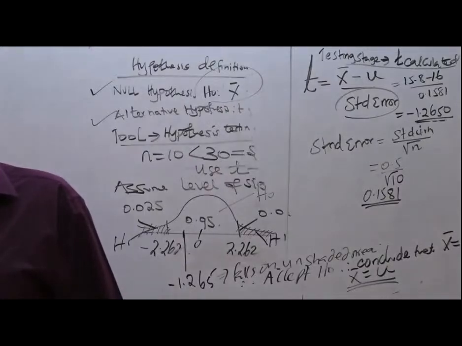The formula is 1 minus alpha over 2. The intended mean is the X bar.